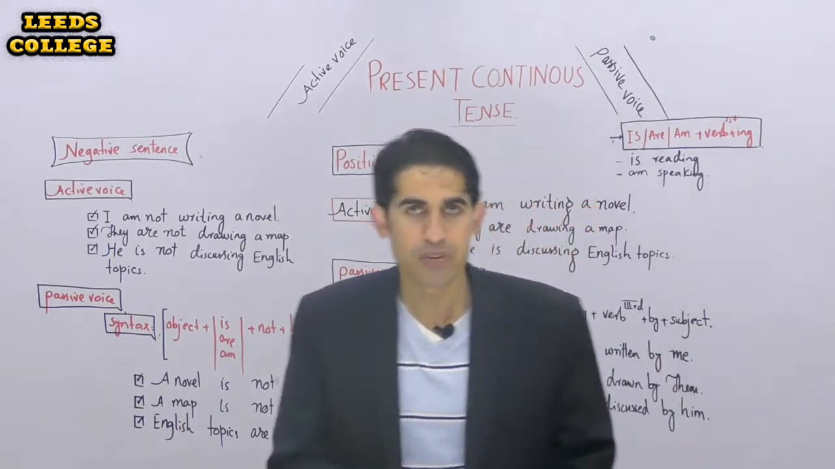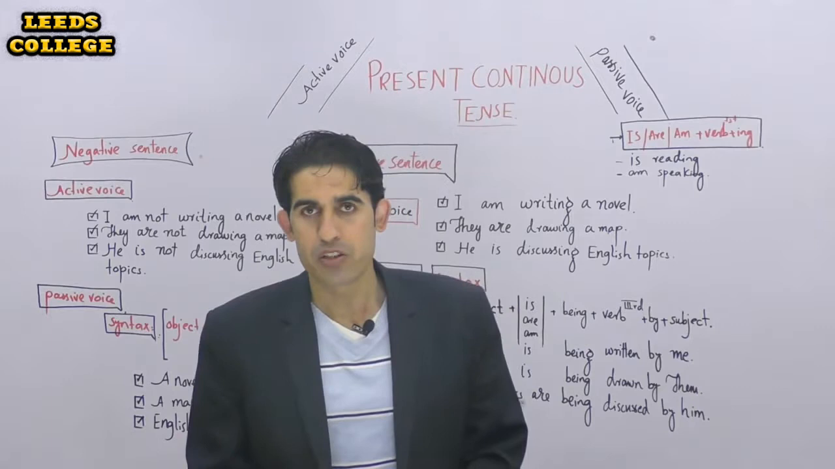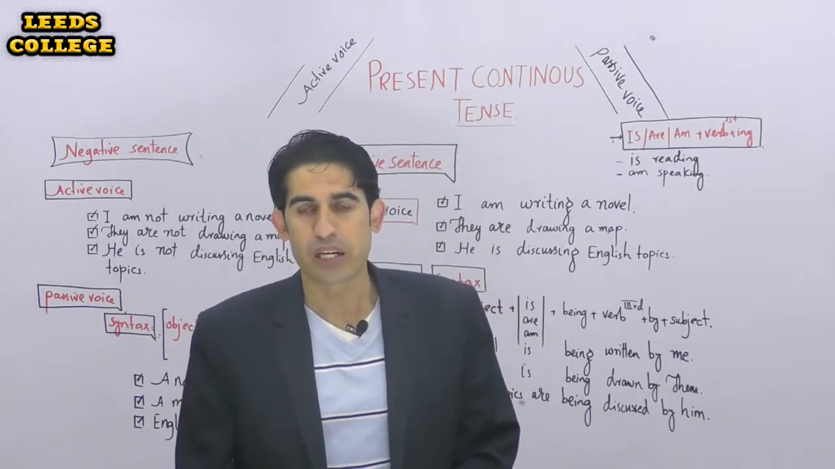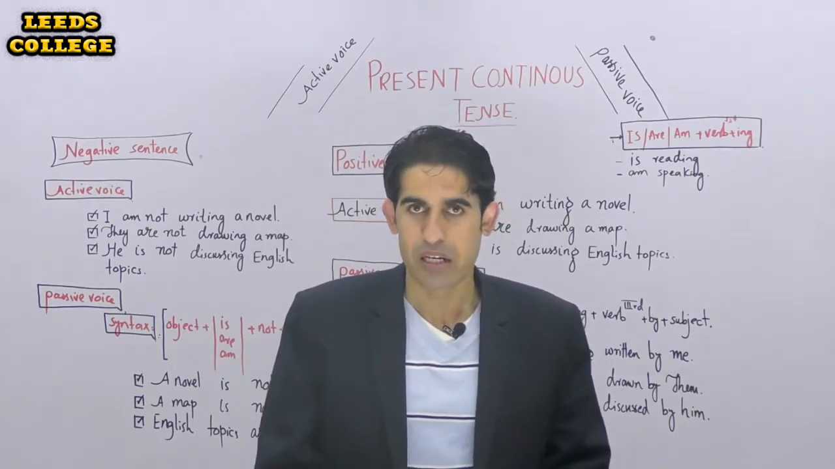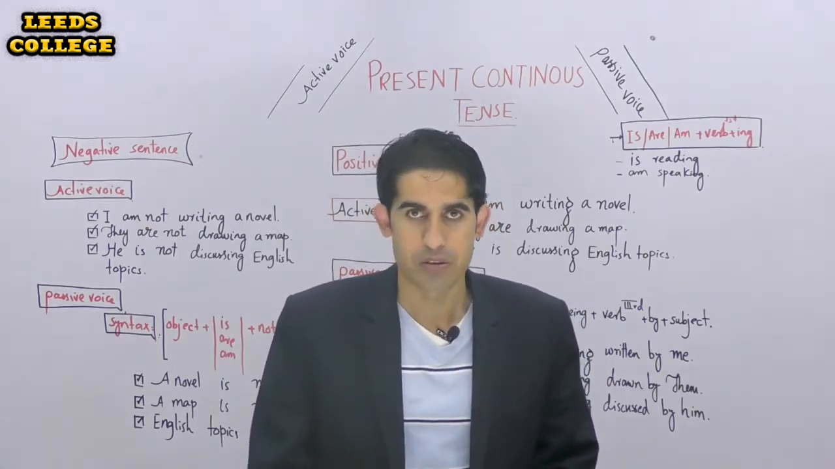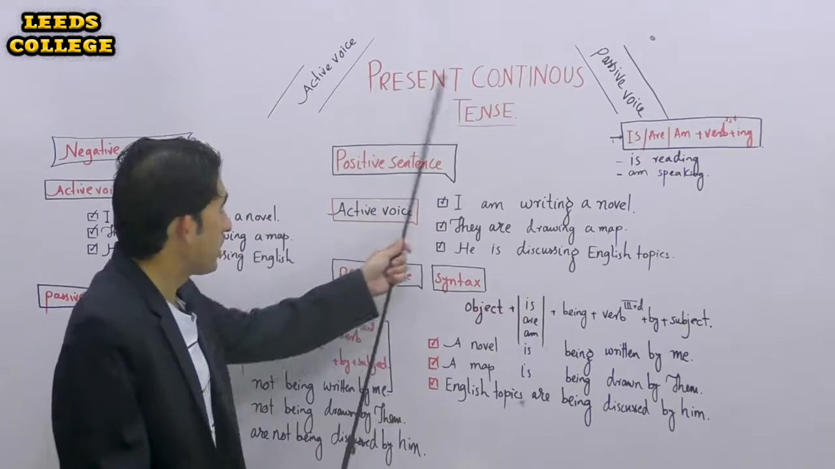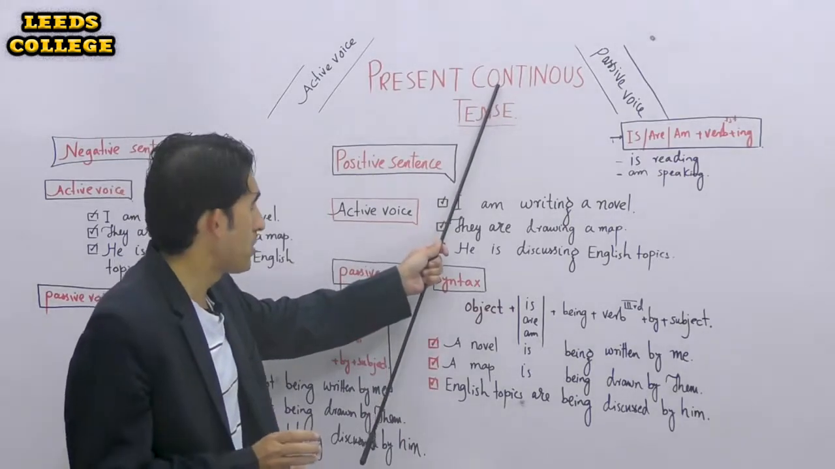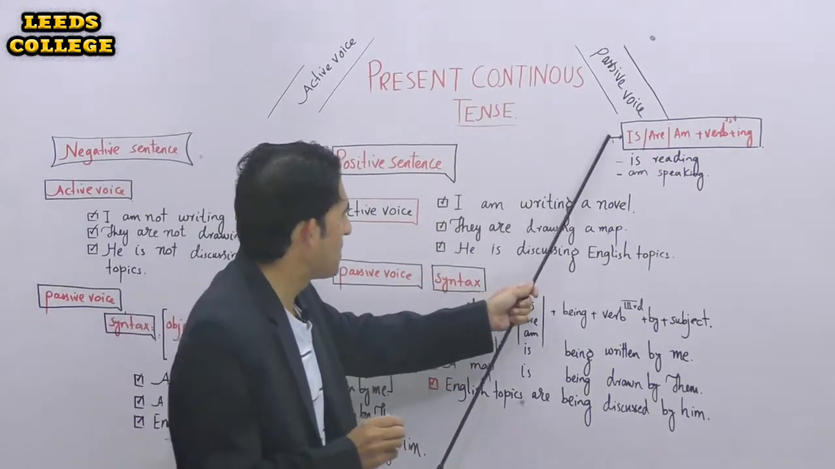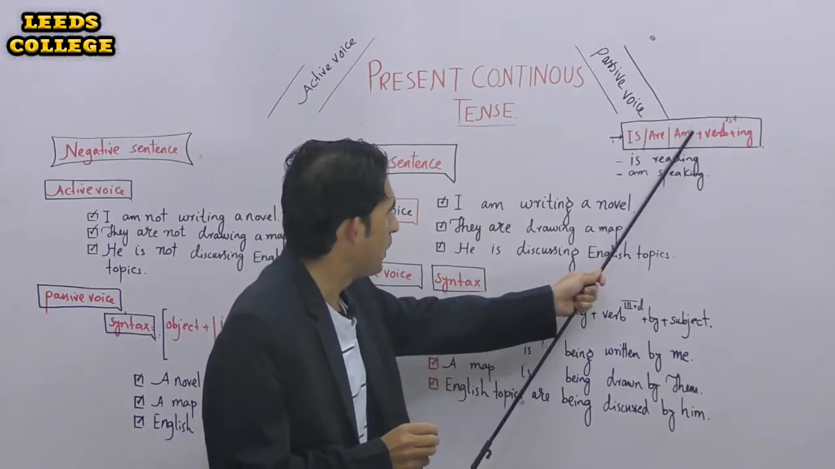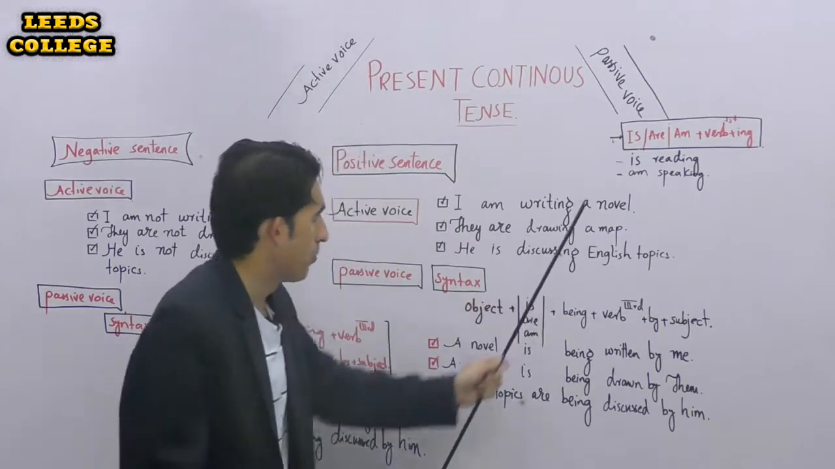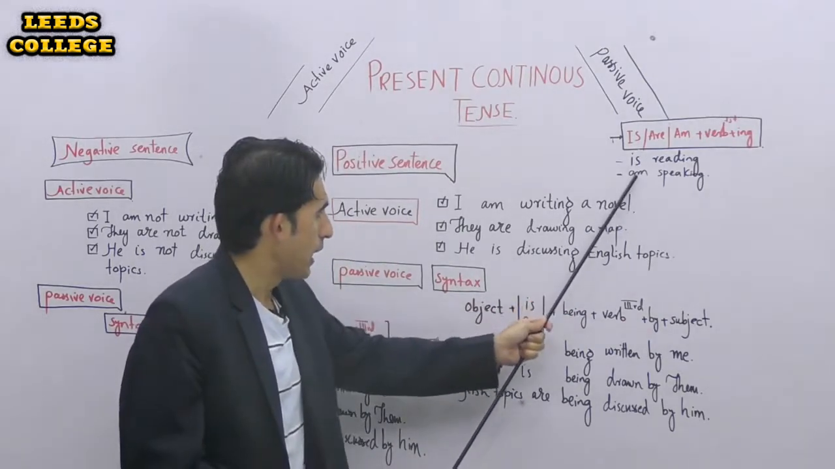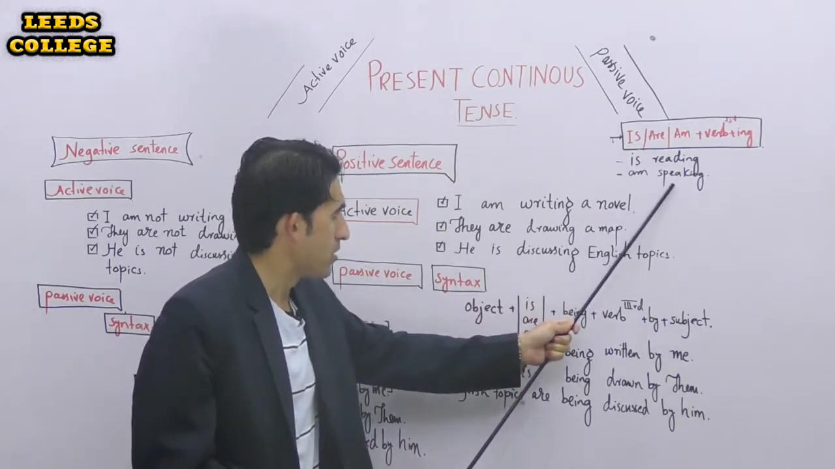I have listed some of the active voices, but before that it's very important to understand what kind of progressive or continuous auxiliaries are used in present continuous tense. Remember that in the present continuous, also called present progressive tense, we use the three auxiliaries: is, are, am, which will be followed by the present participles, the verb ing form. Examples: is reading, am reading, or are discussing.